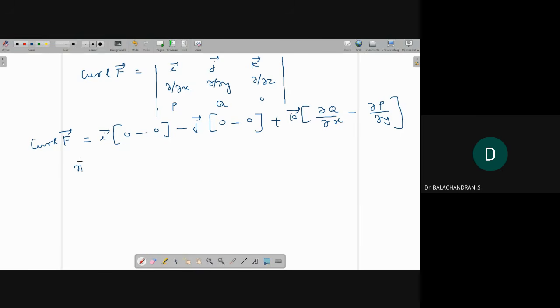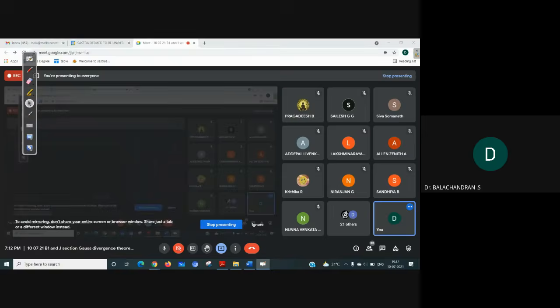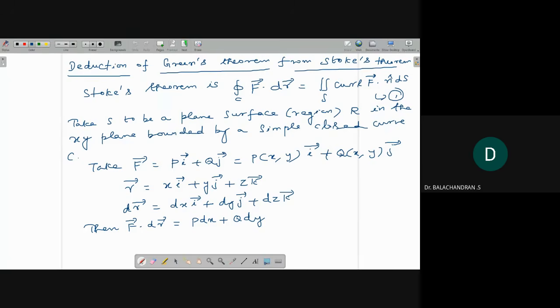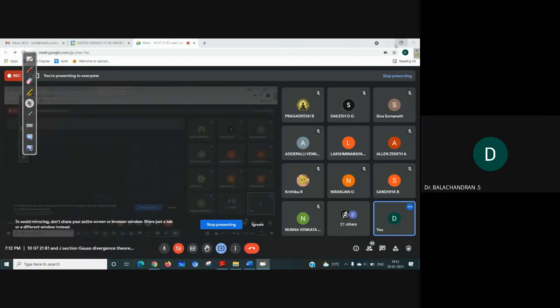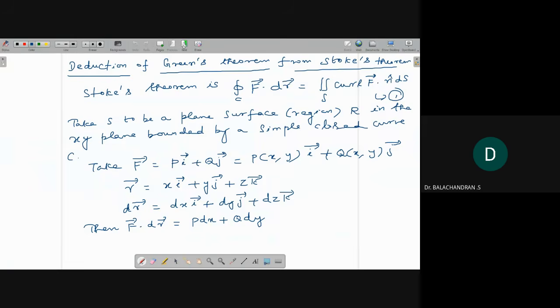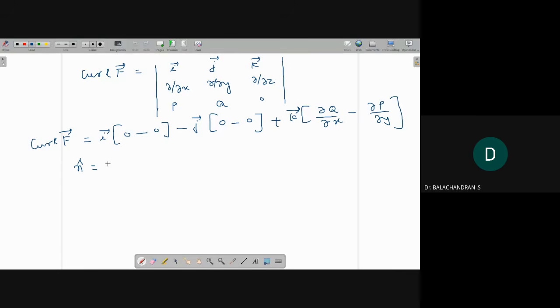Now n cap. Actually, we are taking S to be the plane surface in the xy plane. So what is n cap? K vector. K vector is correct, Lakshmanaran. N cap is k vector.